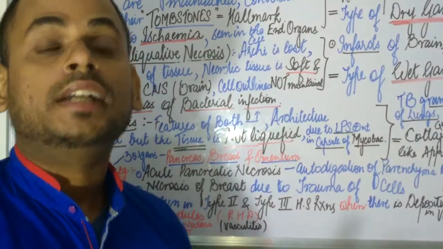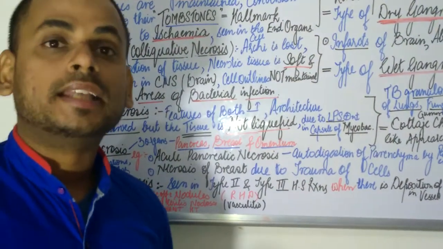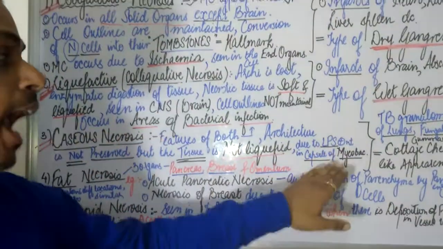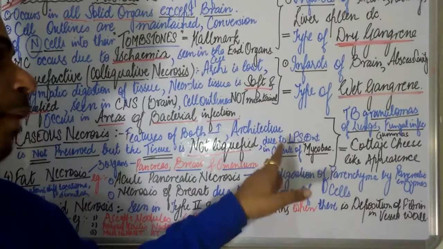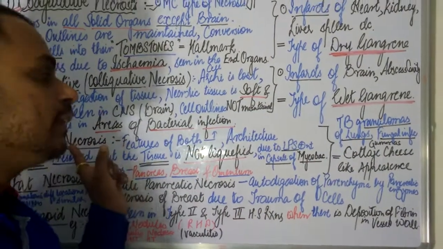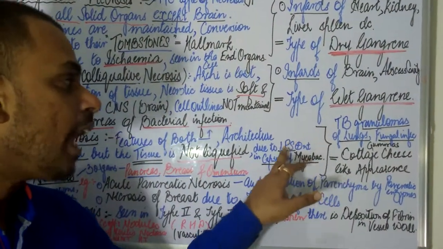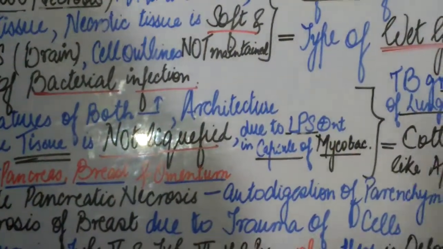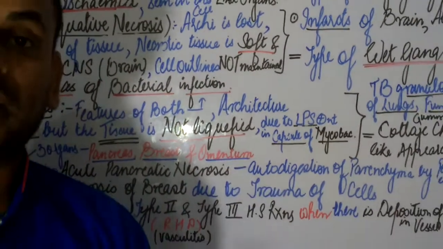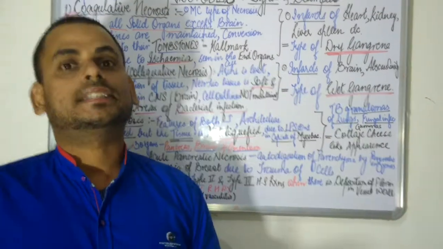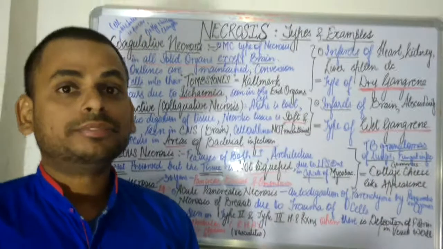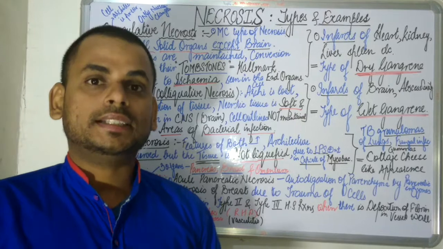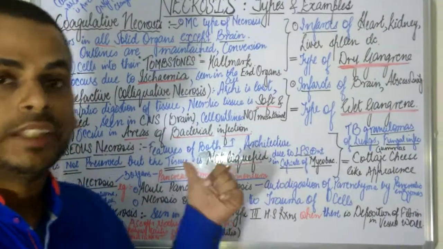The basic striking feature is that caseous necrosis is mostly found in tubercular granulomas. It is mostly seen in cases of TB. Tuberculosis is a very famous example of caseous necrosis. And what is the chemical compound? Caseous necrosis occurs due to the presence of a lipopolysaccharide in the capsule of the Mycobacterium. Mycobacterium tuberculosis is the causative organism for tuberculosis, and caseous necrosis is seen in different types of tuberculosis.